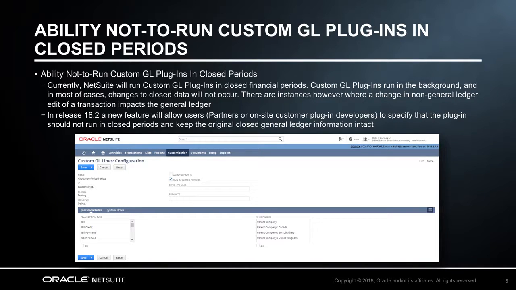There are instances, however, where a change in non-general ledger edit of a transaction impacts the general ledger. In Release 18.2, a new feature will allow users, partners, or on-site customer plugin developers to specify that the plugin should not run in closed periods and keep the original closed general ledger information intact.